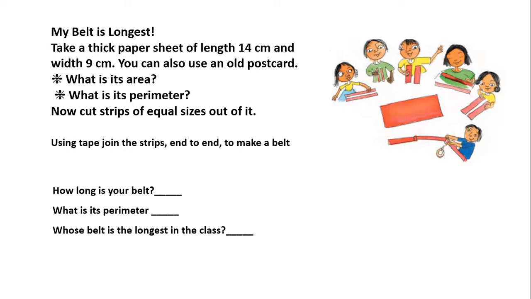So area and perimeter we got. Then he is asking to do some activity. What is this activity? I will explain. You can do it later. Now cut the postcard into strips of equal size. Join all the strips end to end and try to make a belt. What is the length of the belt? What is the perimeter?